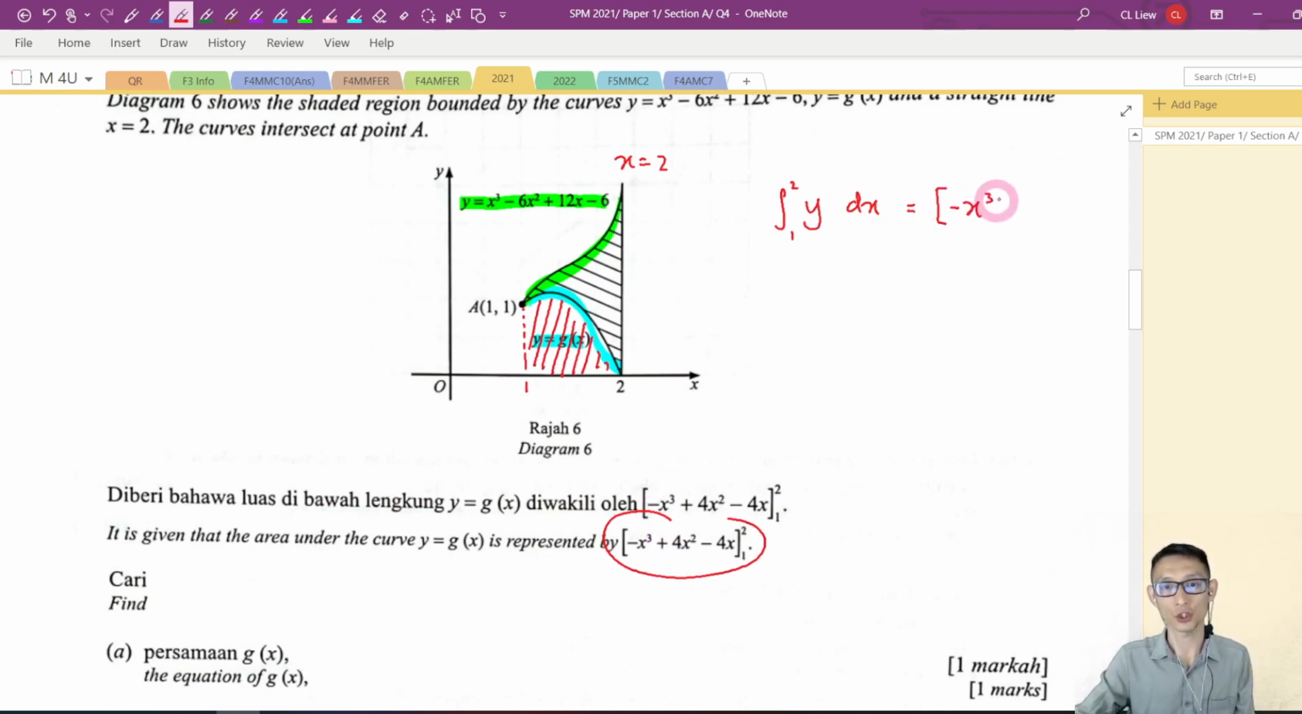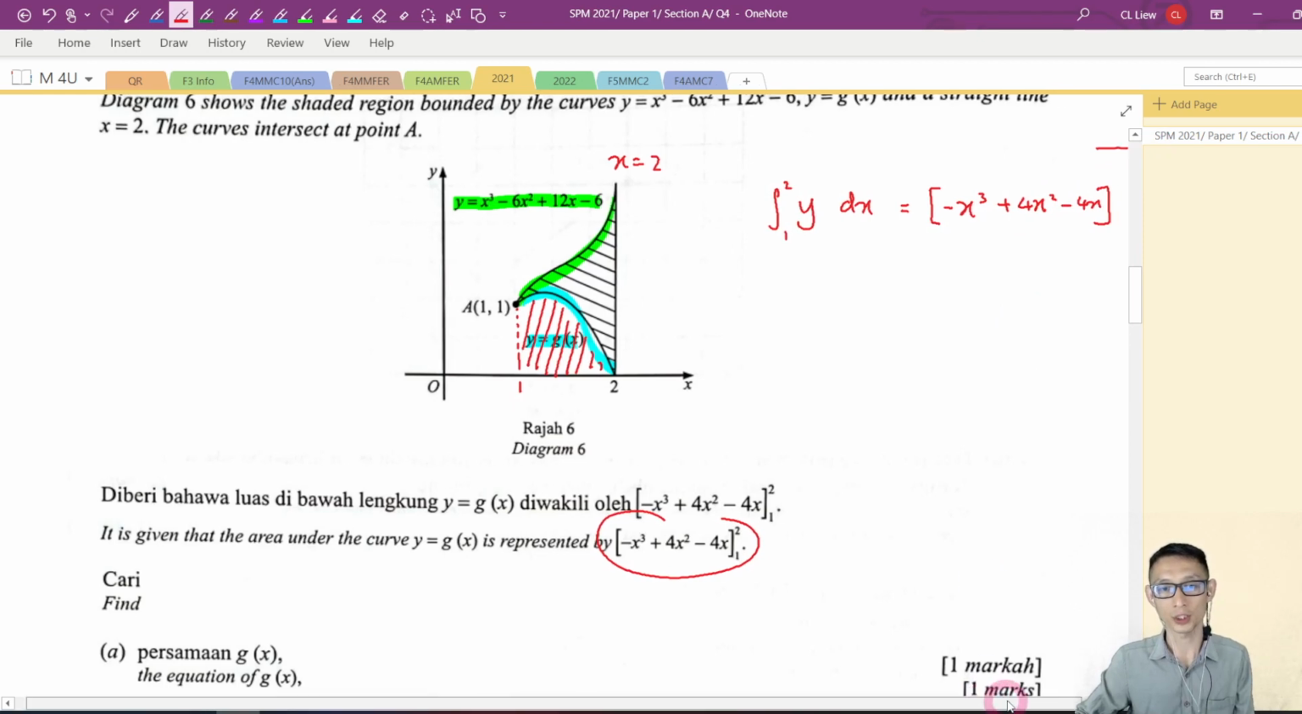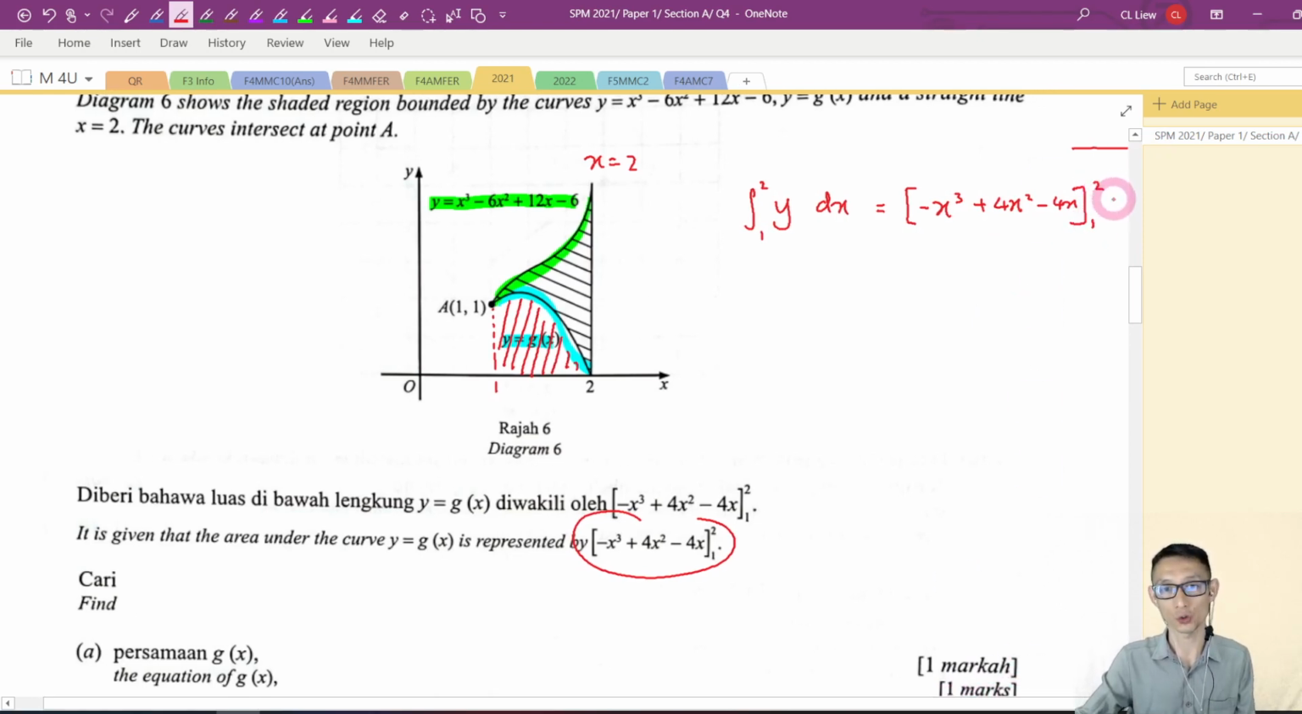Negative x cubed plus 4x squared minus 4x. And this one, lower limit is 1, upper limit is 2. We integrate this one, we get this. Or I can change this one to become g of x. Now, for part A, the question asks us to find the equation of g of x.